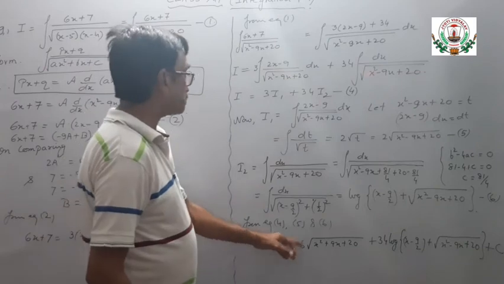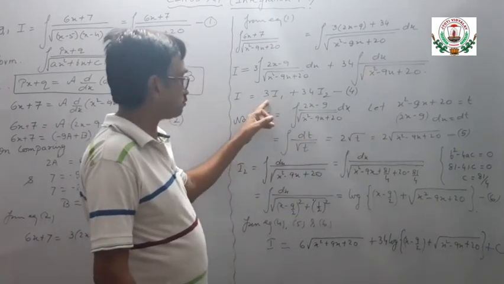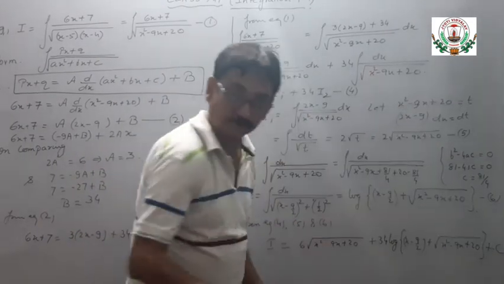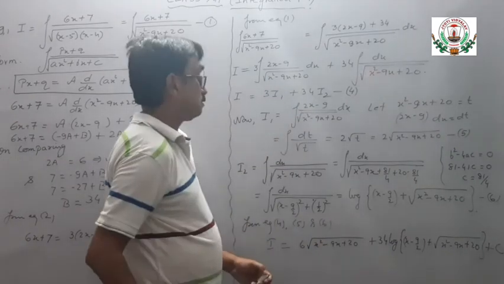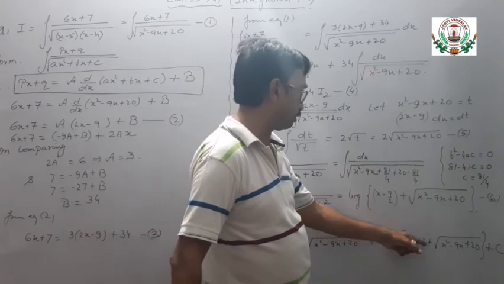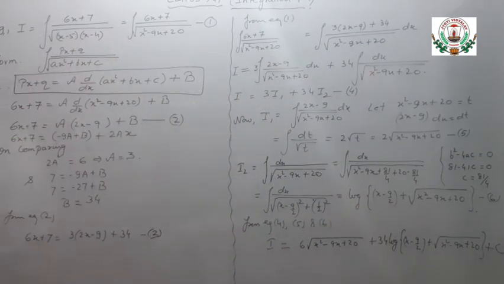I equals 6 times, as it is here 2 times, so 3 into 2 becomes 6 under root x square minus 9x plus 20, plus 34 times I2, which is log of x minus 9 by 2 plus under root x square minus 9x plus 20. So slowly and slowly, again I am telling you, step by step you proceed and simplify this problem.